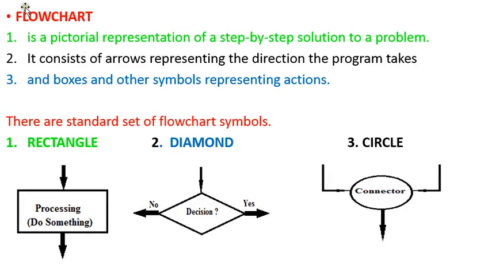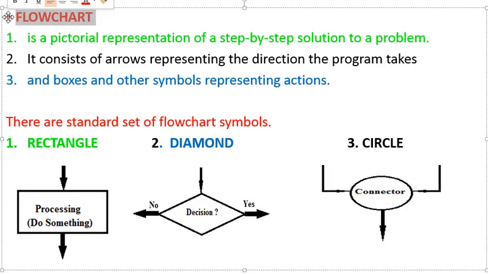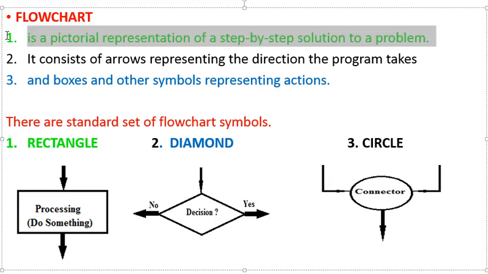Let us start with the first one, which is the flowchart. What is a flowchart? A flowchart is nothing but a pictorial representation of a step-by-step solution to a problem. Whenever you want to write a program, as we said, you need to define your problem to know what your inputs are and what your expected outputs are.